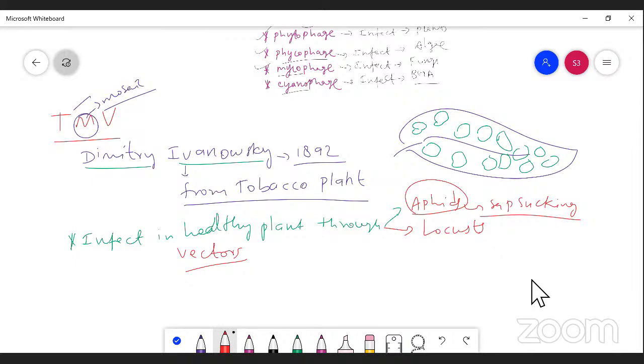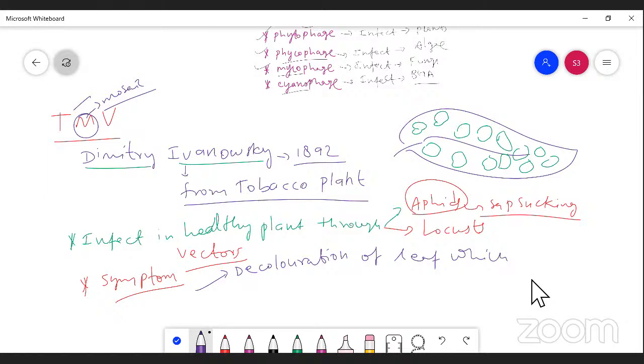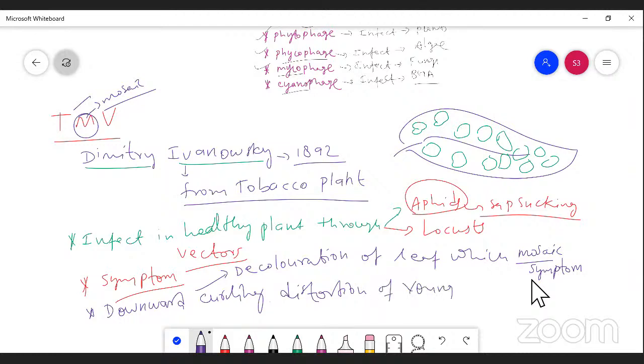Second, the symptoms. What symptoms appear in the tobacco mosaic virus? One is decolorization on the leaf, with mosaic symptoms. The symptoms also appear as downward curling and distortion of young leaves. These are the characters of tobacco mosaic virus.